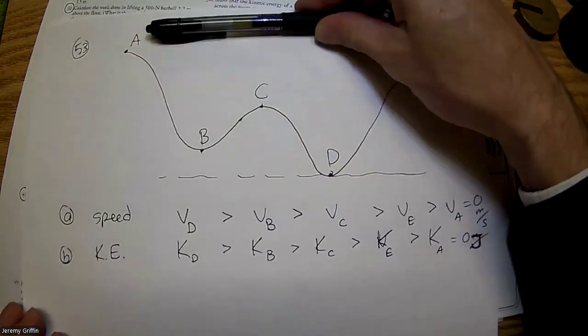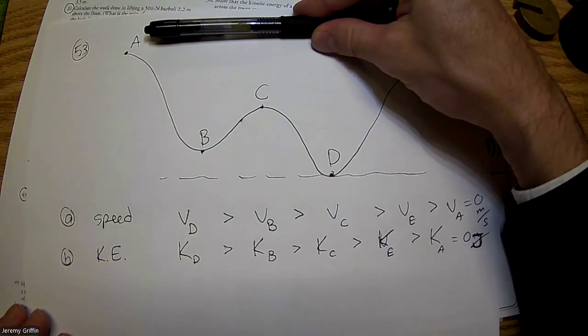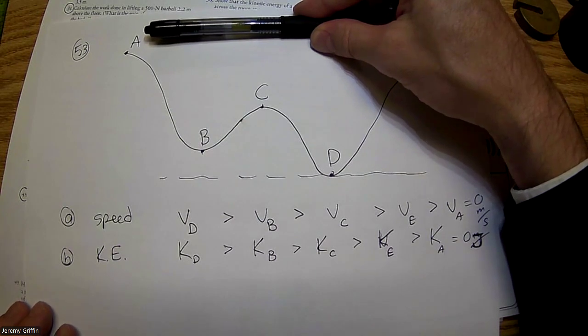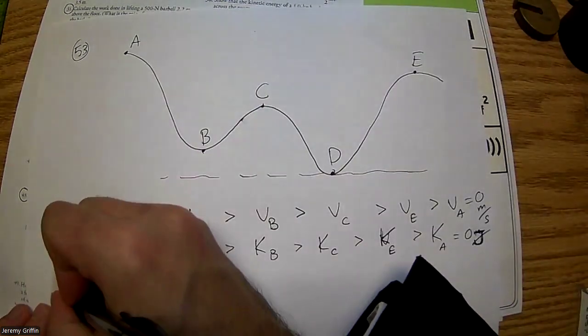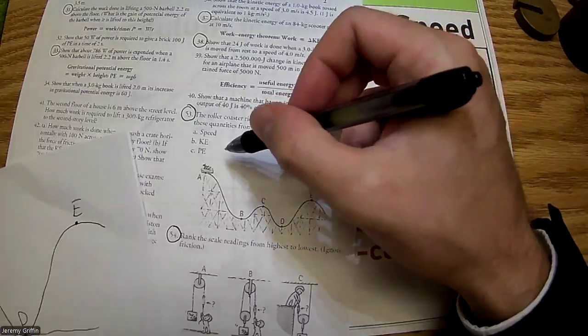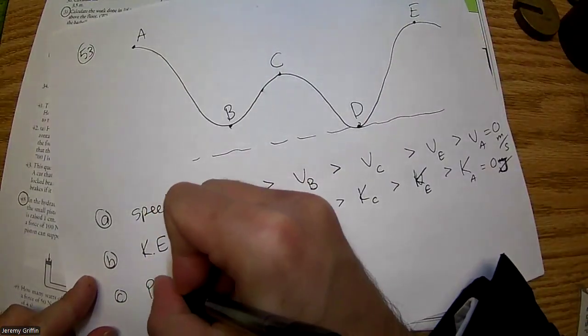So at point A, where it's the maximum height, it has 0 speed. It also has 0 kinetic energy. Oh, for potential energy. Okay, so that's the next question. Let's go.